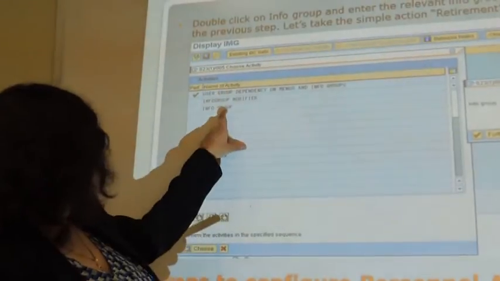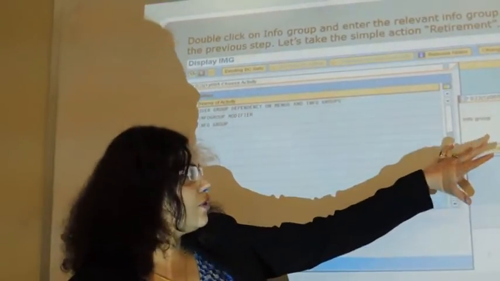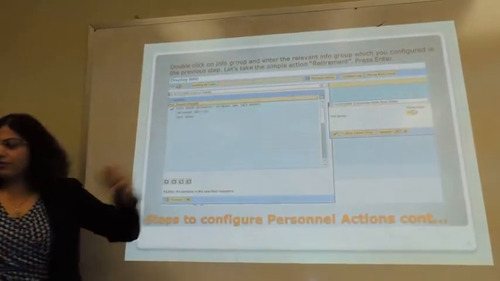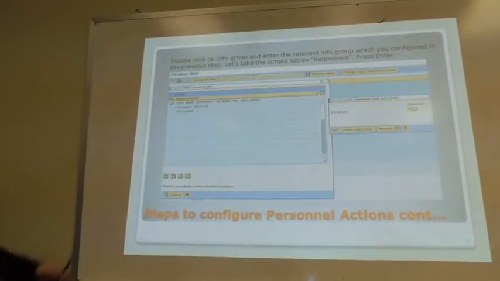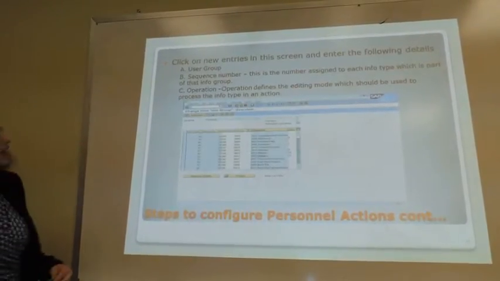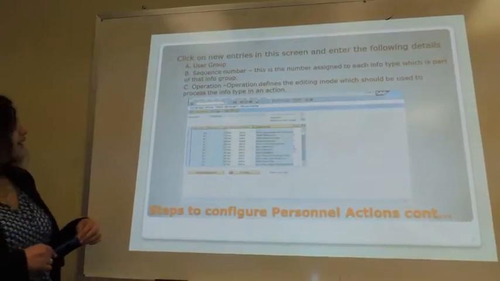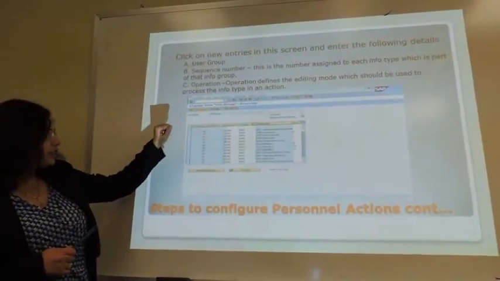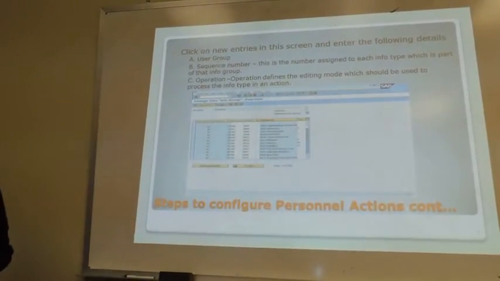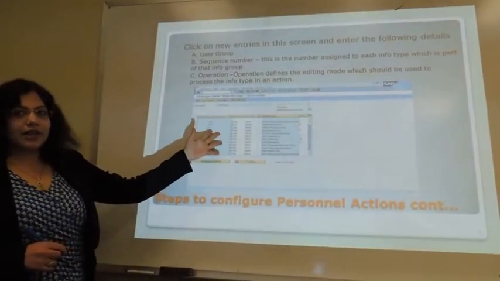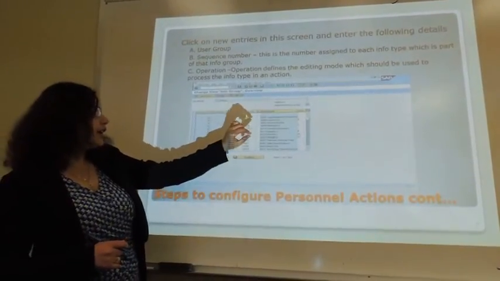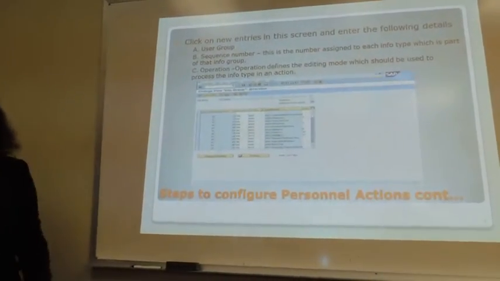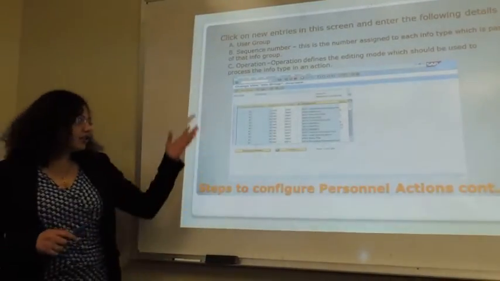When you click on the info group, it will ask for the menu number which you created in the previous step, which we will do later. Here in this case it's 10. Here we will go to new entries, and it will show us a window which will ask for user group, a sequence number, and different info types we will put in. When we press enter it will already take the long text, like organizational assignment or planned working time and so on.